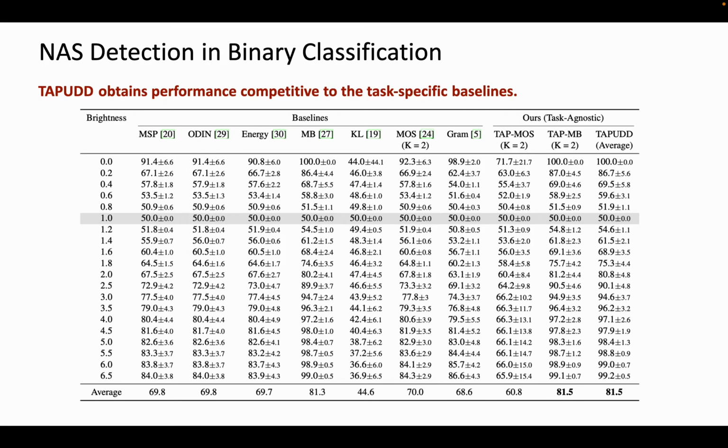Results. We present the AUROC score for NAS detection in the binary classification task. The highlighted row here presents the performance on in-distribution data. TAP-MOS is a task-agnostic and post-hoc extension of MOS that we presented as an additional baseline. Our approach significantly outperforms all the baselines and is comparable to Mahalanobis.